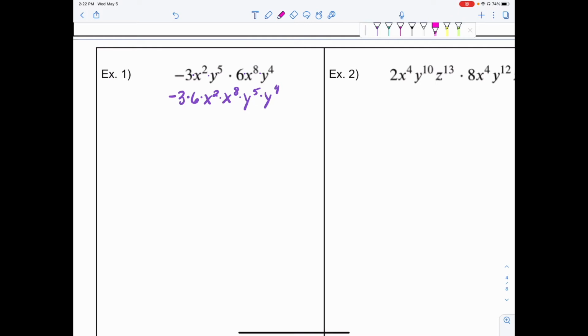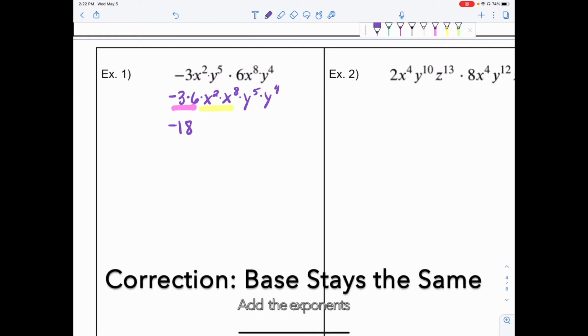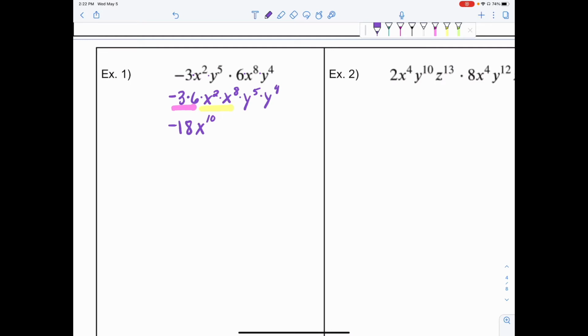And now we simplify. So negative 3 times 6, those are just plain integers, so we're going to use our multiplication rules that we've been using. Negative 3 times 6 is negative 18. And then we have x squared times x to the 8th. So based on what we just said, we keep our base the same. We add our exponents. 2 plus 8 would give me 10, so I would have x to the 10th. And same thing for our y's. The base stays the same. We add our exponents. So we would get y to the 9th. So our final answer, negative 18 x to the 10th y to the 9th.